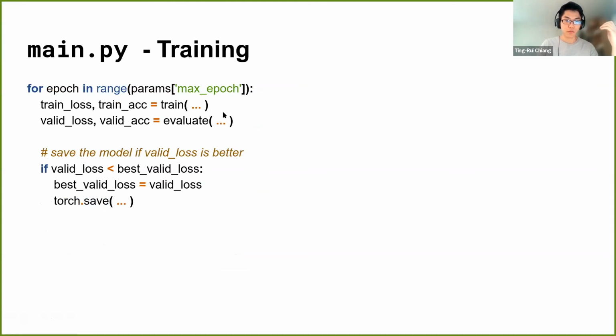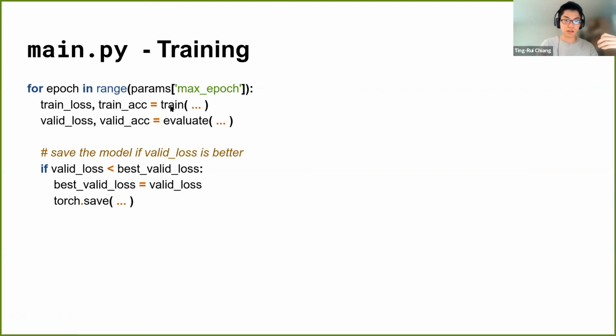The way we train our model is that we repeat this process for a certain number of times defined in this hyperparameter max epoch. And the process is that it first trains the model using the training data, and then evaluates the model using the validation set. And if after this epoch the model gets a better validation loss, then this script will save the model to some place. So at the end of this training process, you will have the model that has the minimum validation loss.